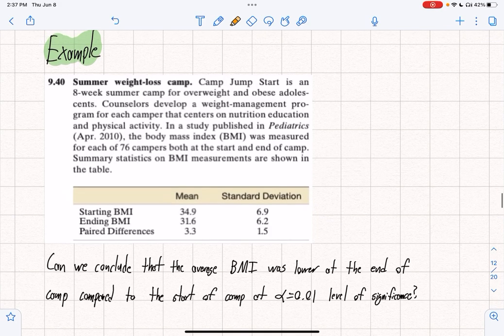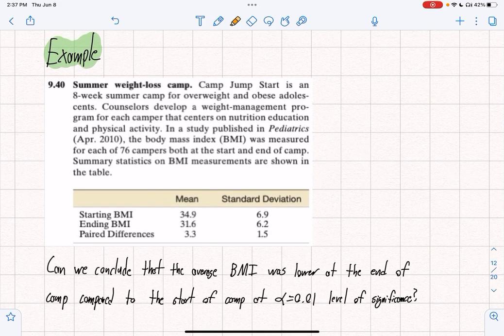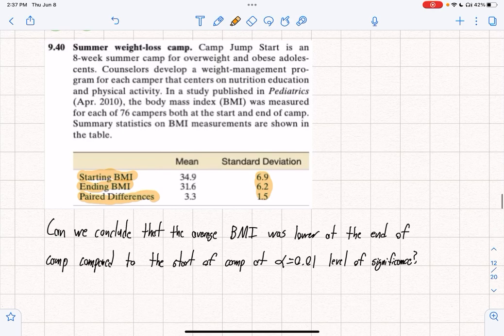Okay, so let's go ahead and do an example. So we're doing this weight loss example. We took everyone's starting BMI and then ending BMI. And we already have d bar, the average of the differences, and we were already provided the standard deviations. So can we conclude that the average BMI was lower at the end of camp compared to the start of camp at the alpha equal 0.01 level of significance?